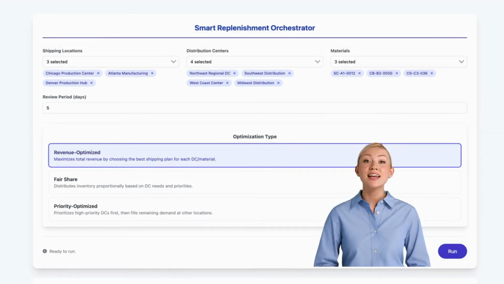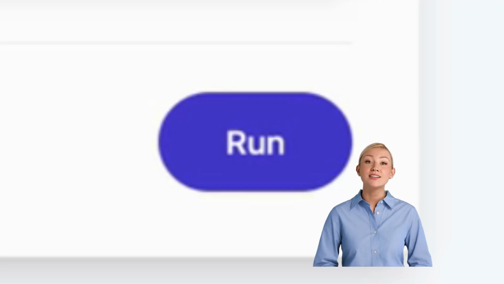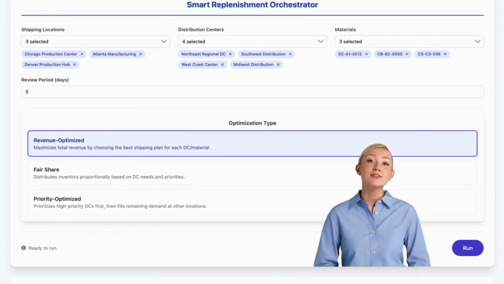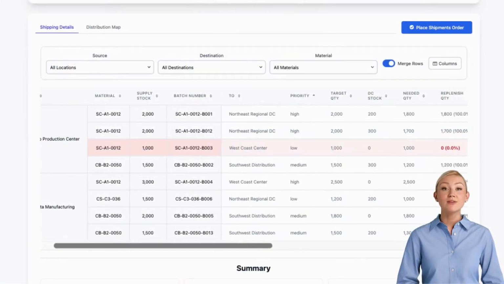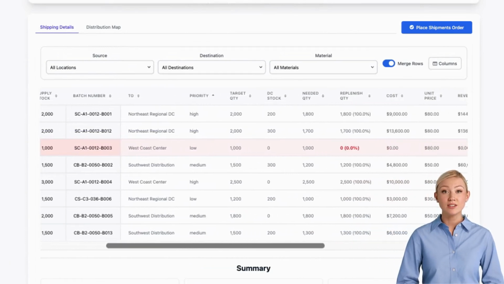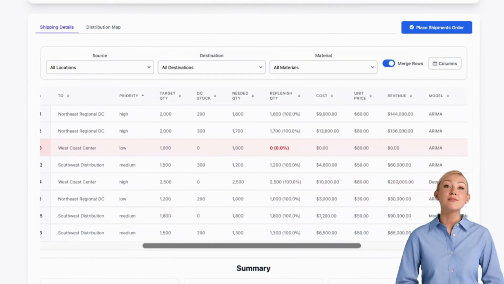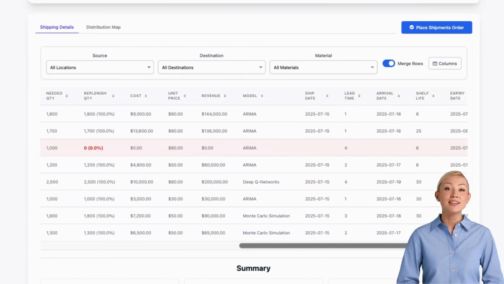With our supply chain network set up and the optimization type selected, it's time to put the Smart Replenishment Orchestrator into action. When we click the Run button, the system springs to life, processing vast amounts of data and complex algorithms to generate the optimal replenishment plan. Here the shipping details table displays all the critical information, including distribution centers, batch numbers, shipping locations, replenish quantity, lead time, expiry date, and many more.